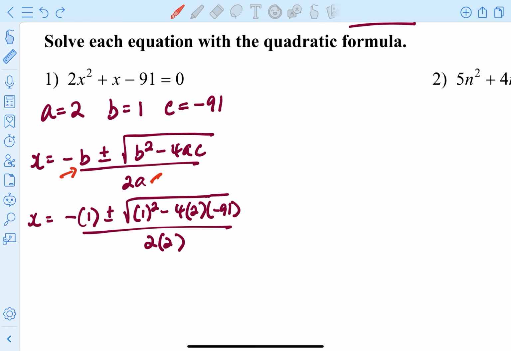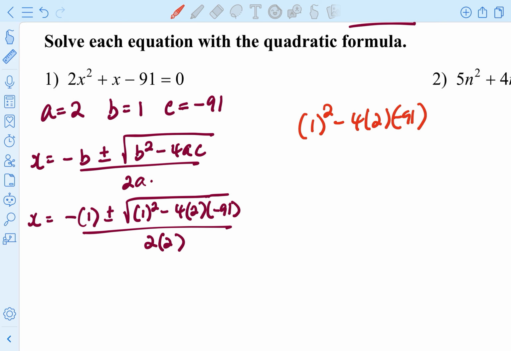So basically, what we have here is the first step in the formula. What I would do here is just do the discriminant, b squared minus 4ac. If you put it in your calculator directly, you'll get the same answer. 1 squared is 1. Now I can see that these two negatives together will become a positive, and 4 times 2 times 91 is going to be 728. So your discriminant is 729.